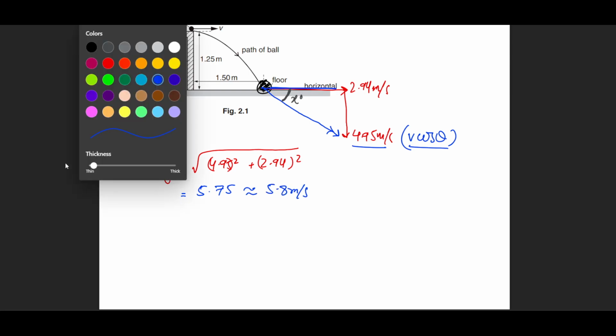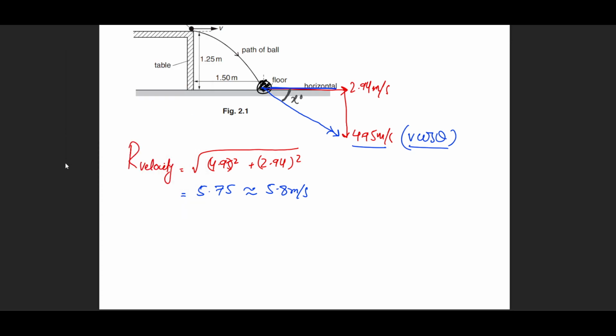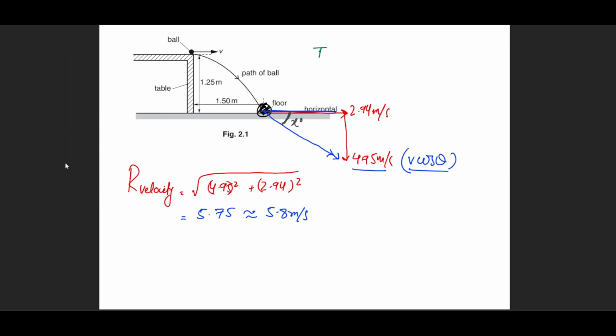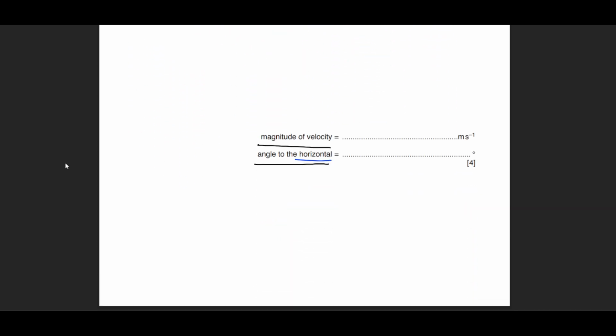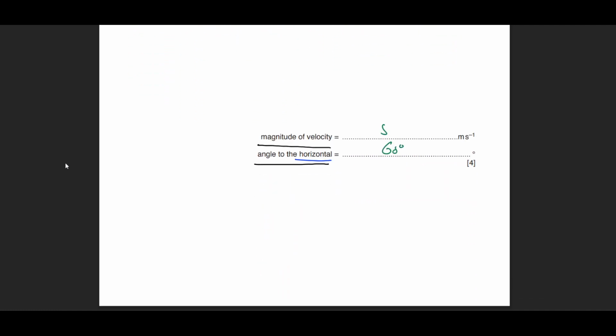And to find this angle, we can use the tangent, the tan theta formula. So tan x will be equal to 4.95 divided by 2.94, and then inverse of that over here. So x comes out as 4.95 divided by 2.94, shift tan inverse. We are getting the angle 59.9. So 59.9 degrees. I'm going to round this off to 60 degrees, and the final answer as 5.8 meters per second.